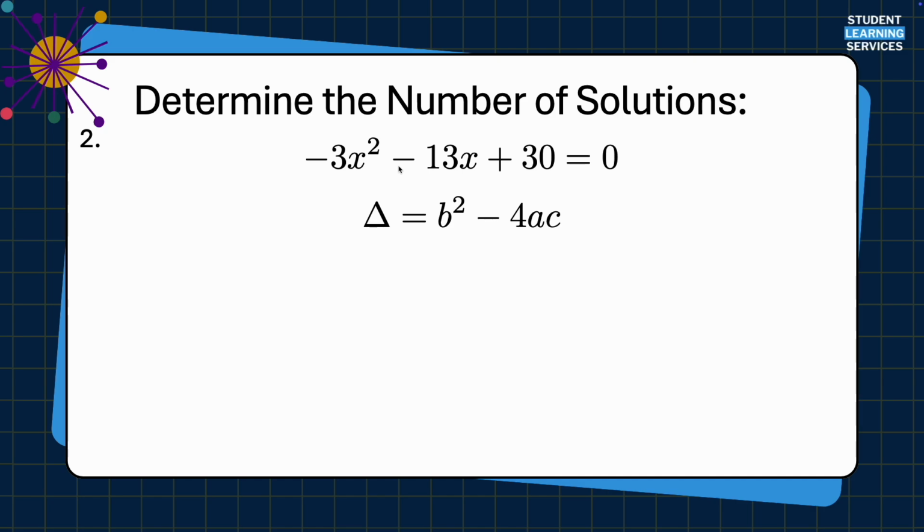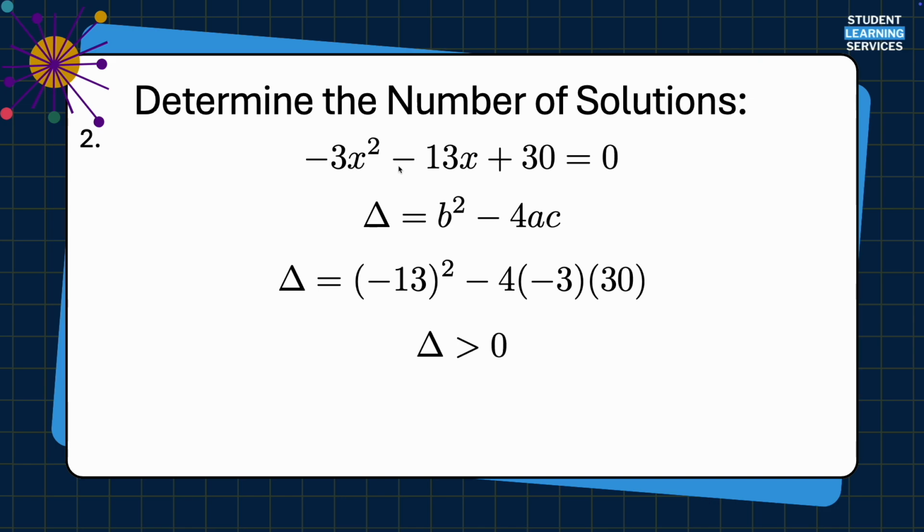Negative 3x squared minus 13x plus 30 is equal to 0. Can you pause the video and give it a try? By using the formula for delta, you should be able to get that the discriminant is negative 13 squared minus 4 times negative 3 times 30. After some calculations, you should be able to get that this is greater than 0. Therefore, you have two real solutions.